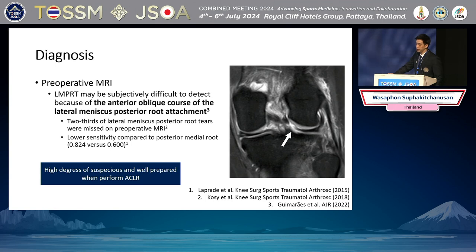Diagnosis of lateral meniscus posterior root tear can be challenging. Preoperative MRI is a standard tool, but this tear can be difficult to detect due to the anterior oblique course of the lateral meniscus posterior root attachment. Studies show that two-thirds of lateral meniscus posterior root tears are missed on the preoperative MRI, and sensitivity for detecting this tear is lower compared to the posterior medial root tears. Because of this high rate of underdiagnosis in preoperative MRI, surgeons performing ACL reconstruction should maintain a high degree of suspicion of lateral meniscus posterior root tear and be well prepared to repair them, especially in cases with a high degree of instability.